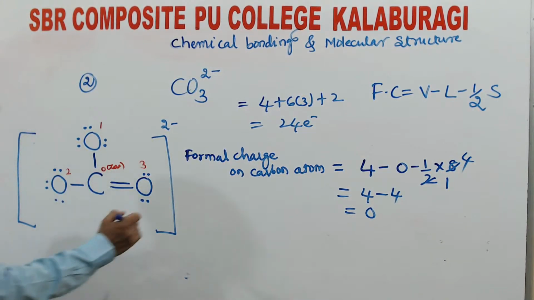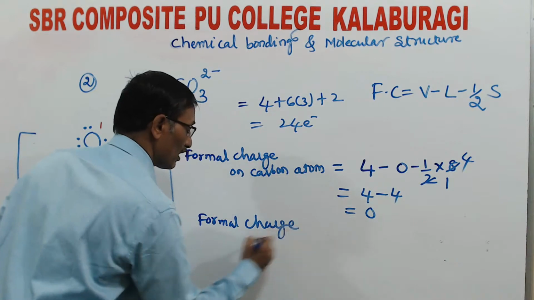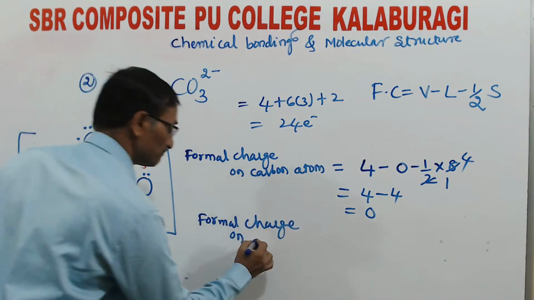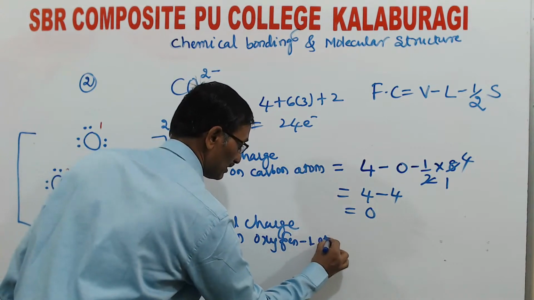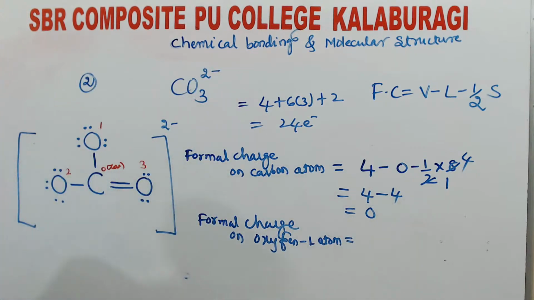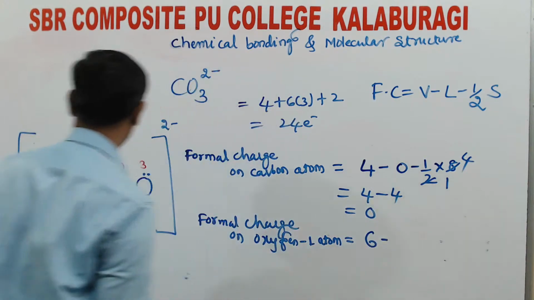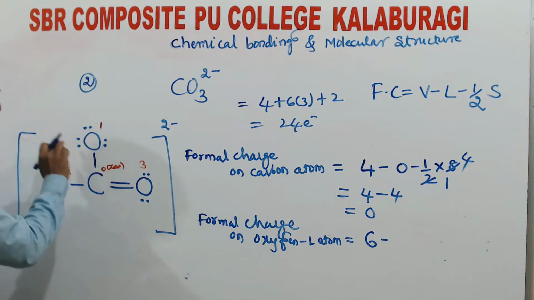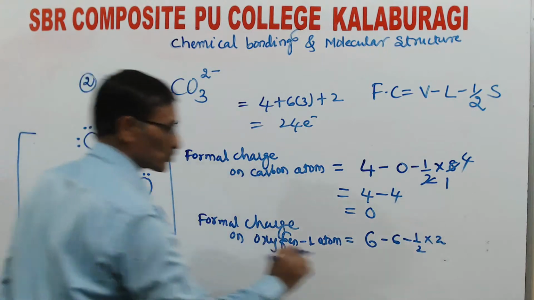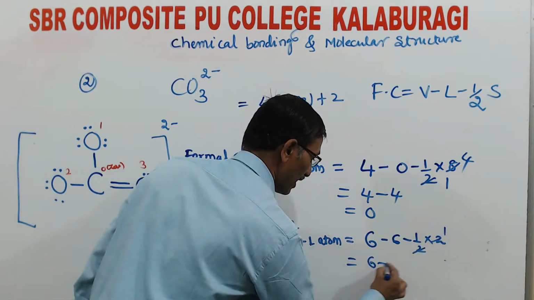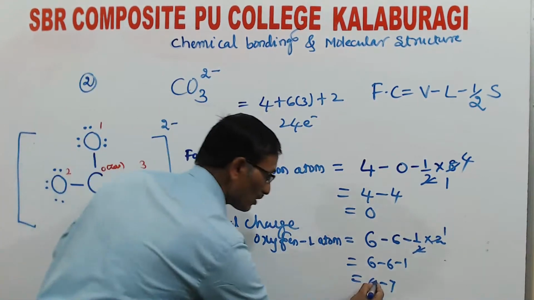Now I will go for the formal charge on oxygen 1 atom. The number I gave, I'm taking atom 1, the one I gave 1. Again, valence shell electrons for oxygen: 6 minus lone pair, 1, 2, 3, 4, 5, 6. Minus 1 by 2 shared pair of electrons, 1 and 2, so 2 ones are. 6 minus 6 minus 1, 6 minus 7. That is equal to minus 1.